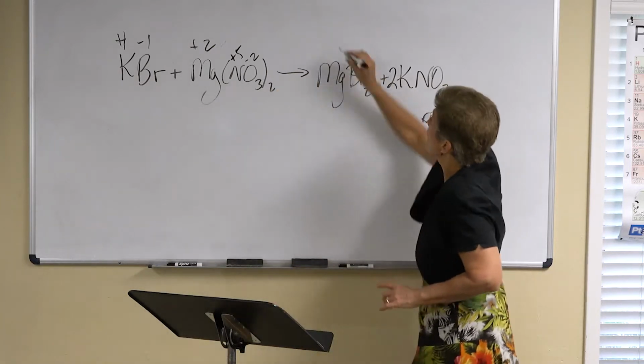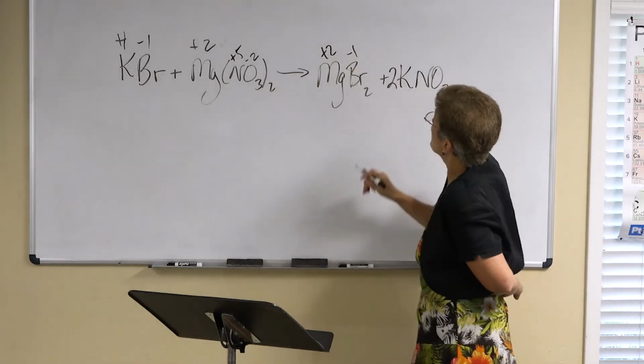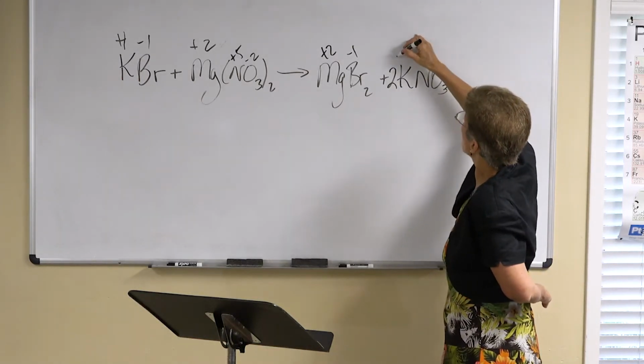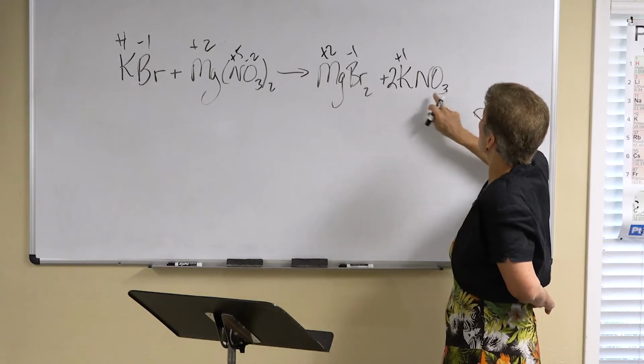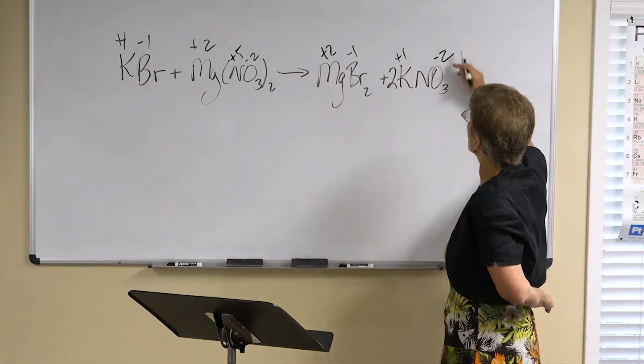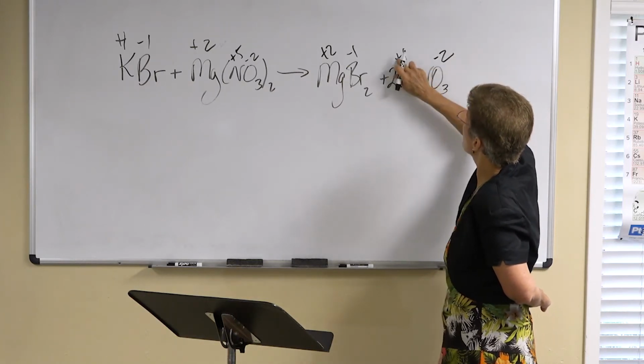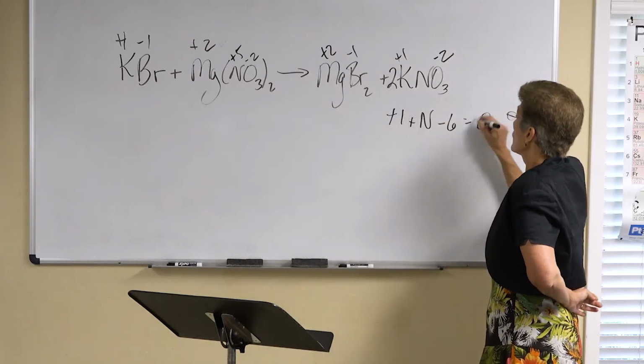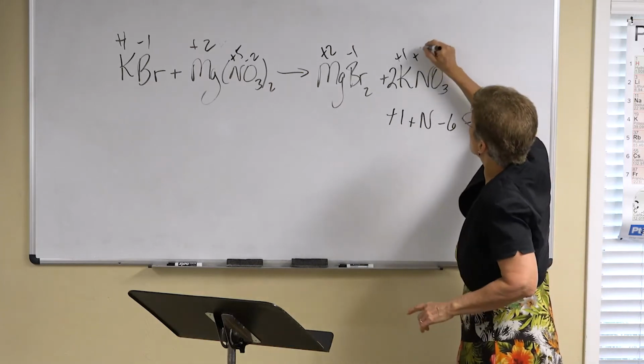That was a little tricky. This is +2 minus 1. Just an ionic compound. We're figuring out the charges. This is an ionic compound. Well, this is ionic. And then once again, we know this is -3. So it's -6 plus 1. I'm going to show you. There we go. So nitrogen has to equal +5.